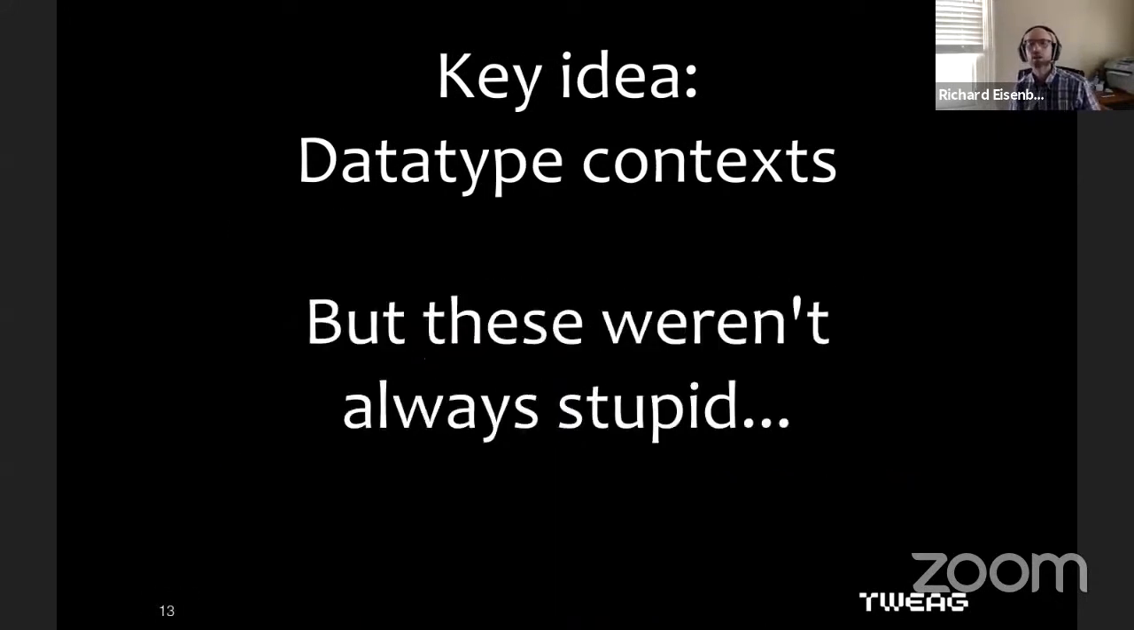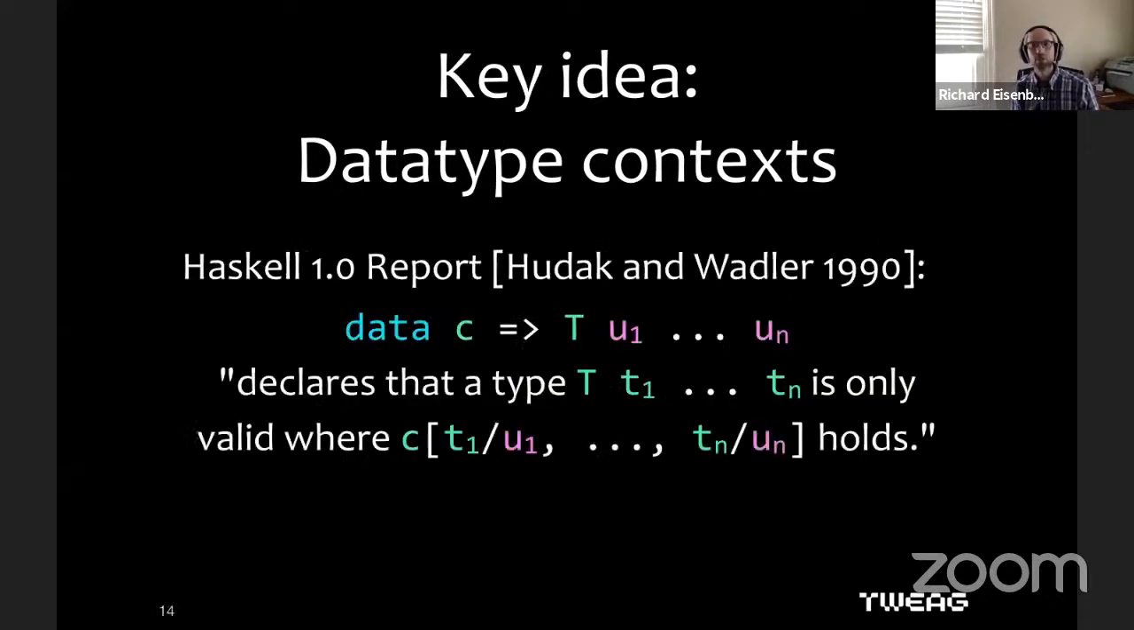So what's going on? It turns out that these data type contexts were not always stupid. If we go back to the Haskell 1.0 report from 1990, that report says that this syntax, if we have a data type declaration with a constraint C, declares that that type T at concrete arguments T1 through Tn is only valid where the constraint, suitably substituted, holds. In other words, for my BST type, if I want to talk about a BST of Int, I need to know that Ord Int holds. If I want to talk about a BST of Person, I need to know that Ord Person holds, which it won't.